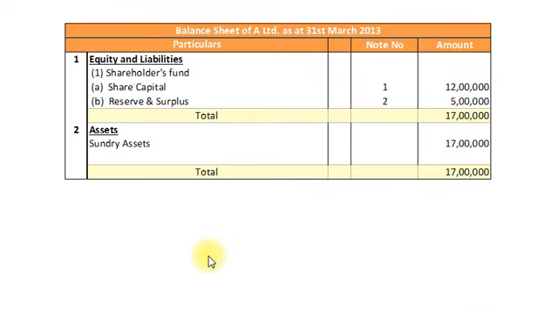Now we will prepare the amended balance sheet as on 31st March 2013 after provision of bonus. On the liability side, we have equity and liabilities. First, shareholders' funds, in which we have A, share capital as per note number 1, rupees 12 lakh, and B, reserve and surplus as per note number 2, total amount rupees 5 lakh, and the total on the liability side amounts to rupees 17 lakh. On the asset side, we have only one item, sundry assets, total rupees 17 lakh, because there is no change. And finally, our asset side total amounts to rupees 17 lakh, and our balance sheet tallies.